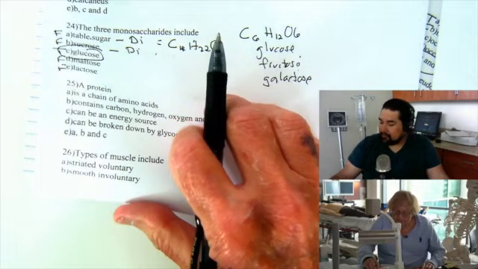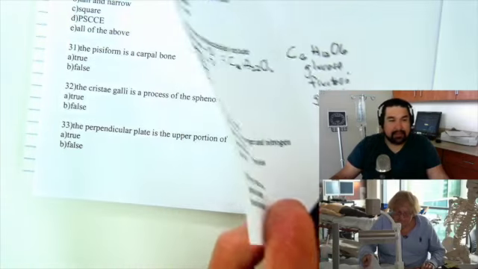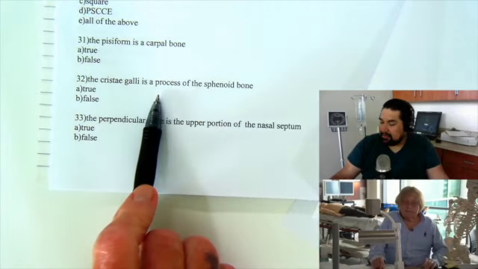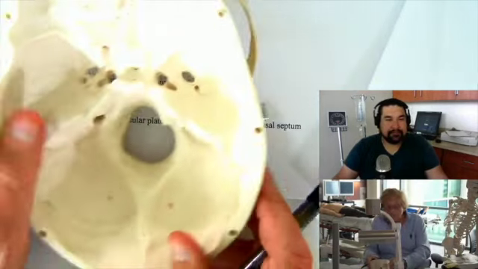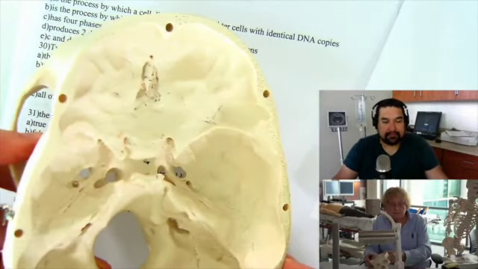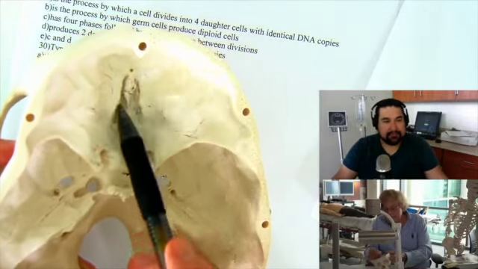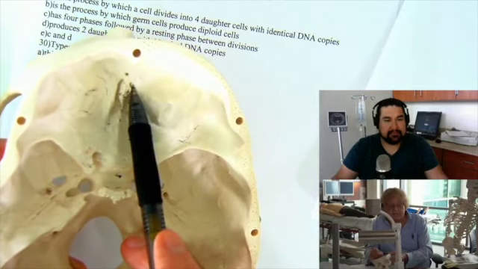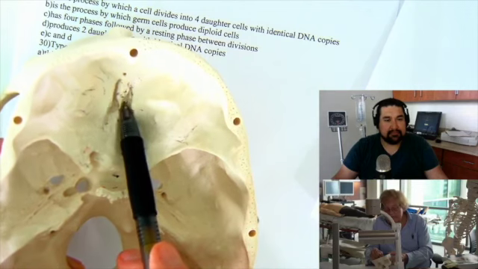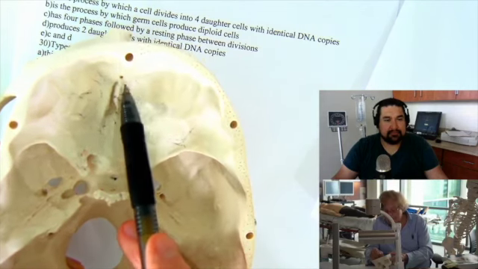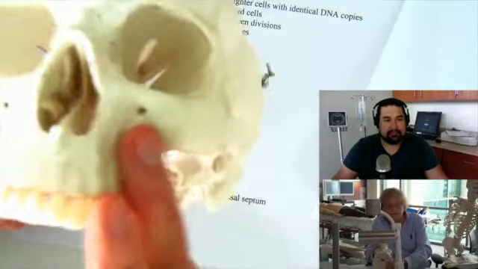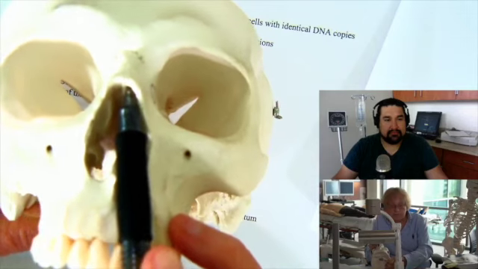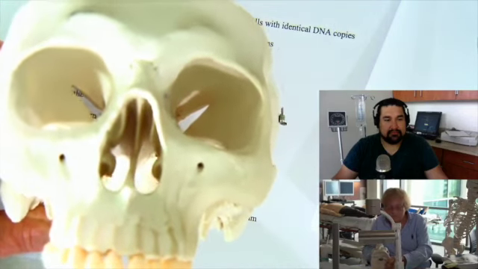What's another one we could really take a look at? You were going to show me 32. 32, it says the crista galli is a process of the sphenoid bone. Well, again, if we're looking inside of this cranial vault, I can see right here, this is the frontal bone, this is the ethmoid bone. There's 2 processes of the ethmoid bone. There's the crista galli and the cribriform plate. The cribriform plate is what actually comes back down into the top of the nose and forms a perpendicular plate, or it forms the superior portion of the nasal septum.